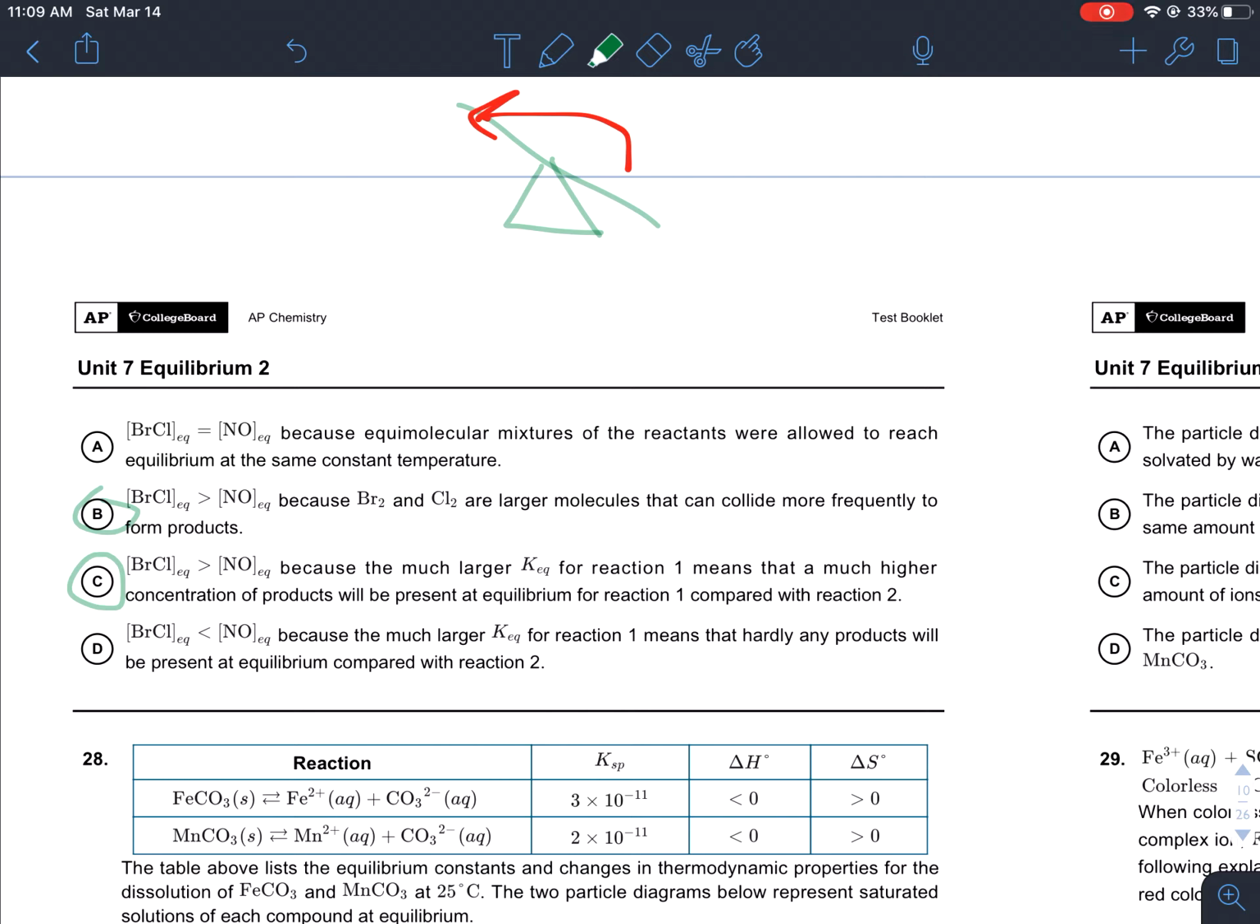All right, let's read B. BrCl is greater than NO, yes, because Br2 and Cl2 are larger molecules. It has nothing to do with their size. Okay, BrCl is greater than NO because the much larger Keq for reaction 1 means that a much higher concentration of products will be present at equilibrium for the reaction compared to reaction 2. Yes, I like C. C is the correct answer. B is a fail.